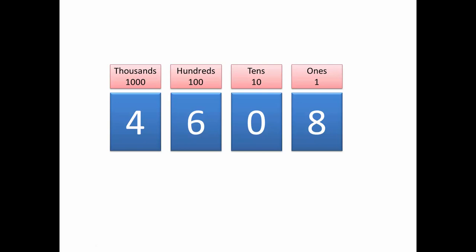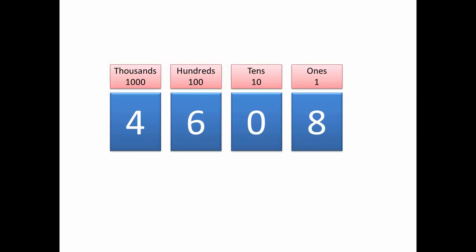Consider the denary, or decimal number, represented by the digits 4608. You'll remember from primary school that each of these digits has a place value associated with it. So on the far right, we've got our ones column. Then moving towards the left, we've got our tens, our hundreds, and our thousands.